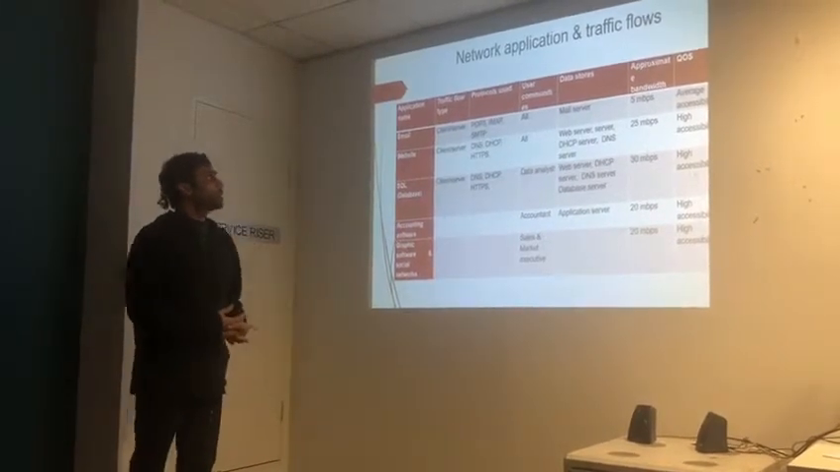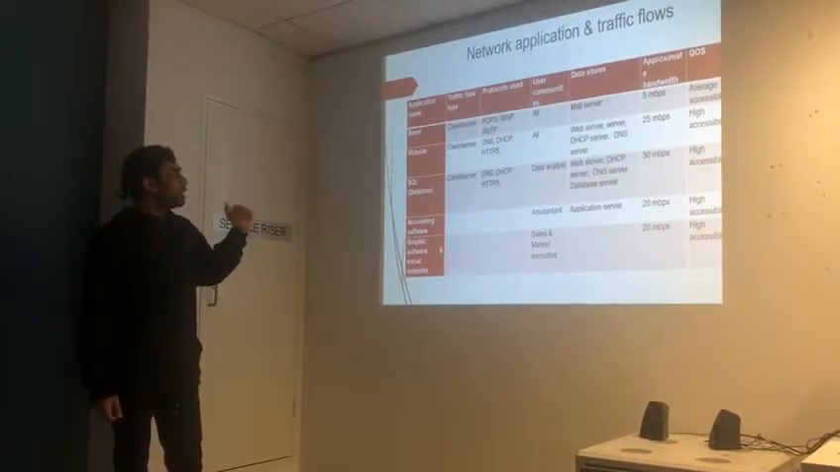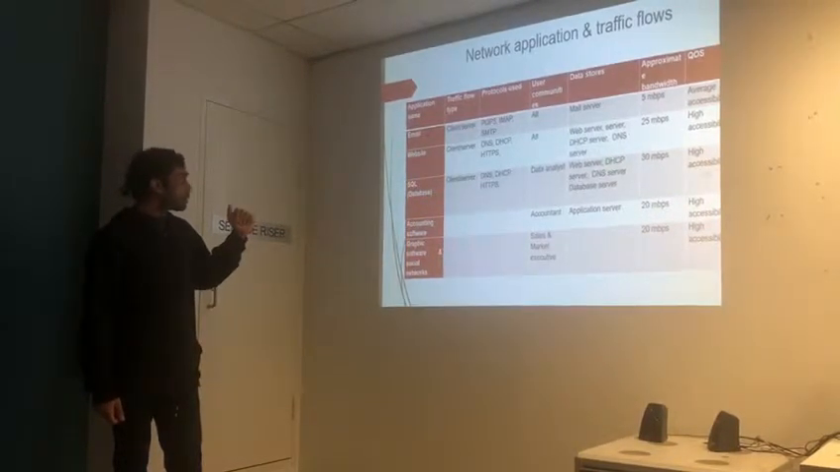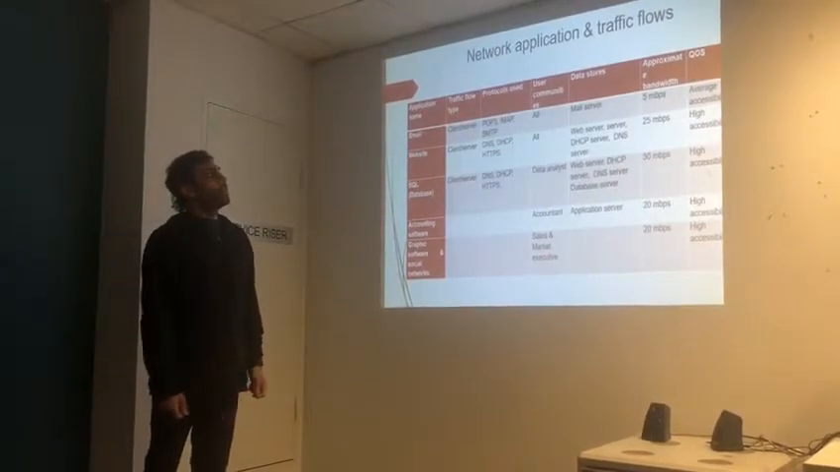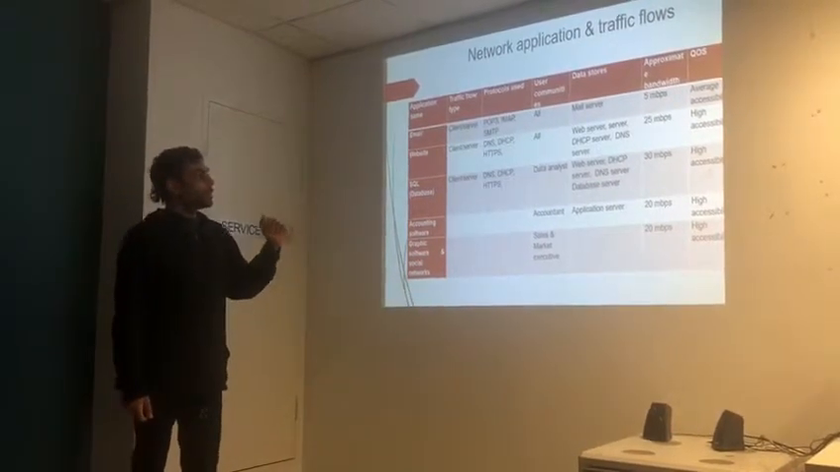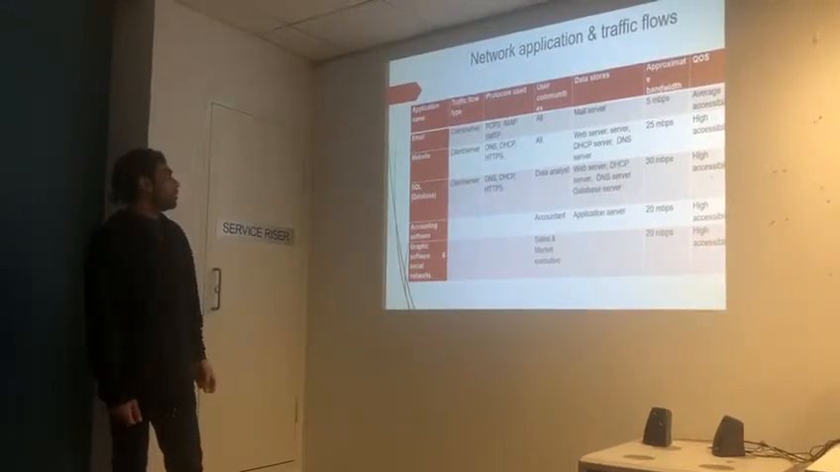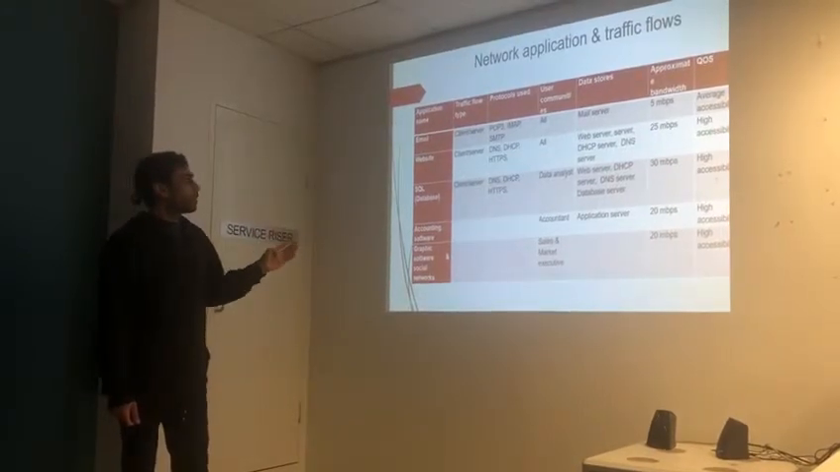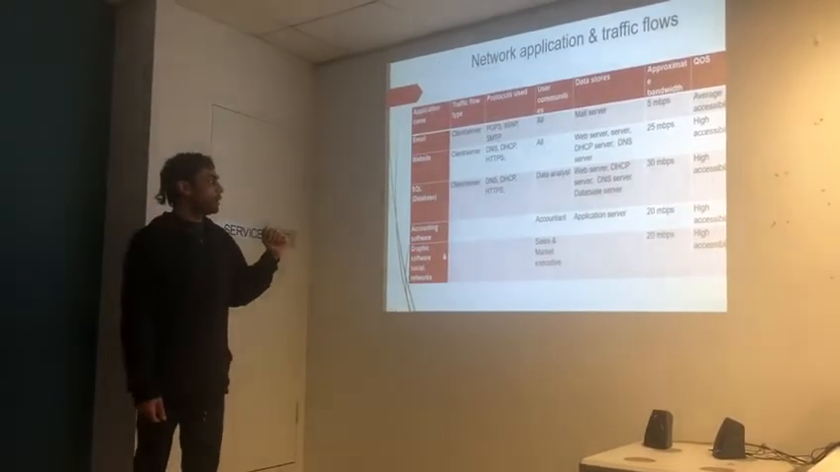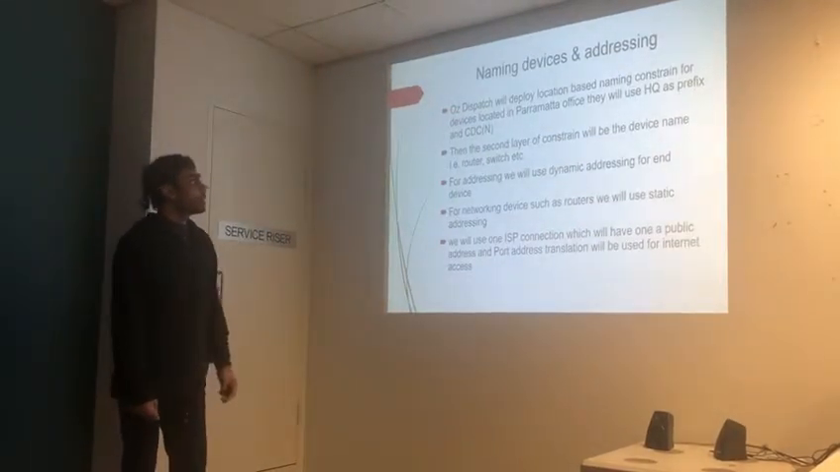In network application traffic flows, we can see that the client-server architecture is the main architecture used across the network traffic, and the bandwidth required varies from 5 Mbps to 20 Mbps, with 30 Mbps being the highest, which will be used by the SQL server, and the protocols vary from DNS, DHCP, and HTTPS.